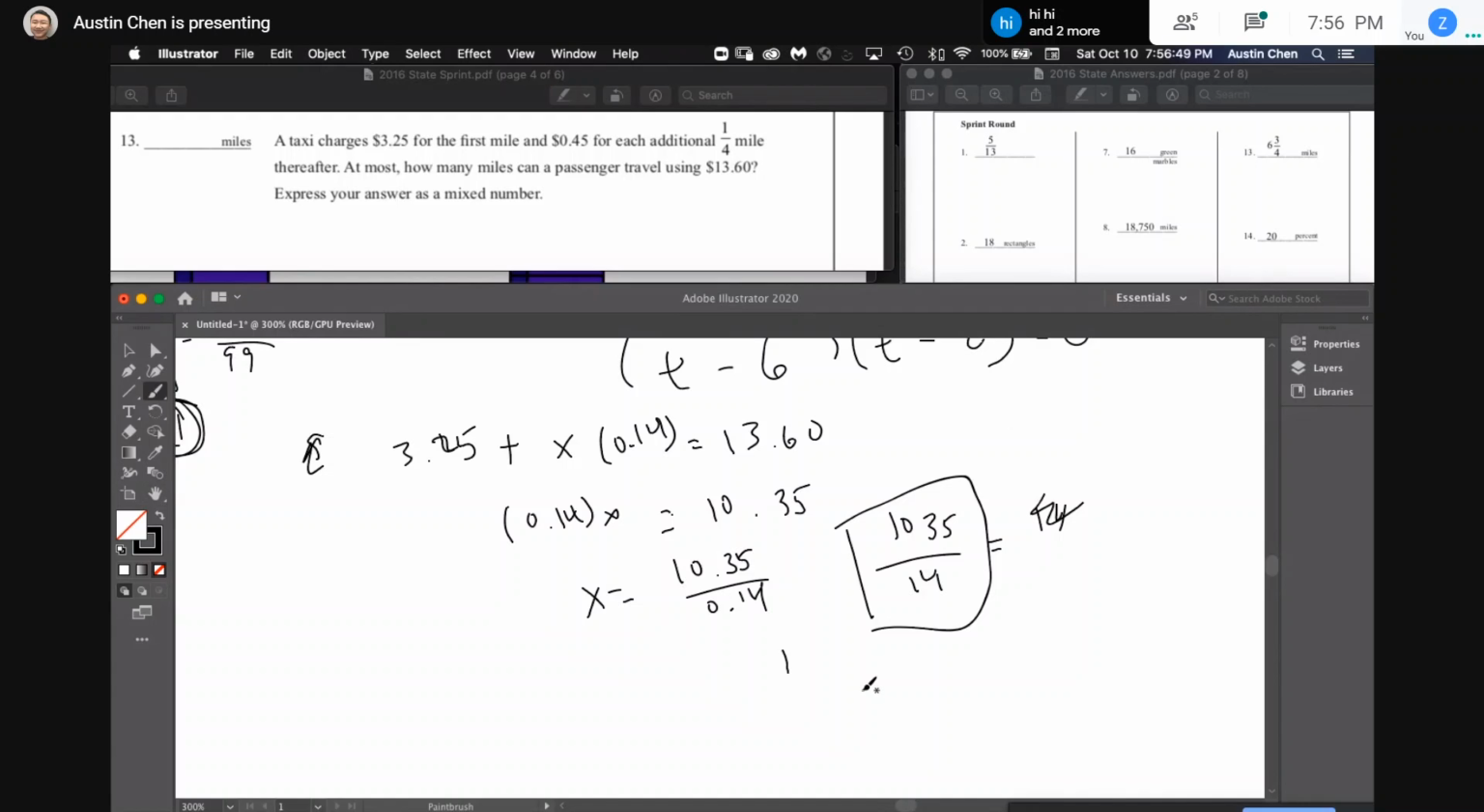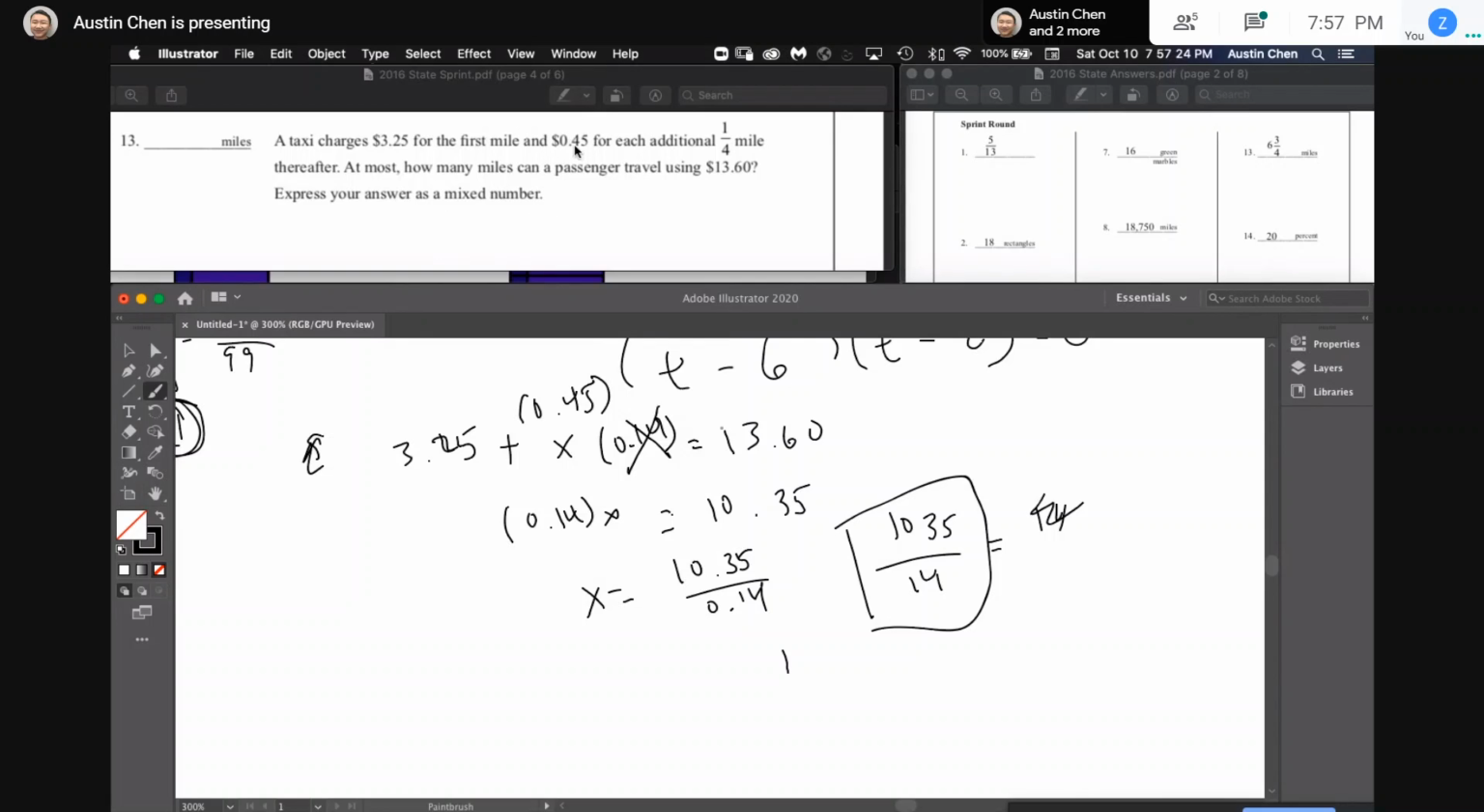How did you get 0.14? How did I get 0.14? What 0.14, Austin? I would like to know also. Oh, I have no idea actually. Okay, it's obviously not 0.14. It's 0.45. Yeah, I have no idea.